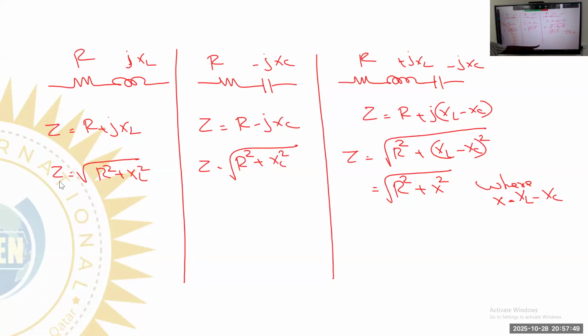But this formula is applicable for both of these, for the RL circuit and the RC circuit. That's why we always discuss the RLC circuit. So this is the formula. The minus XC the whole square becomes plus, so that's why we write it straightaway like that.